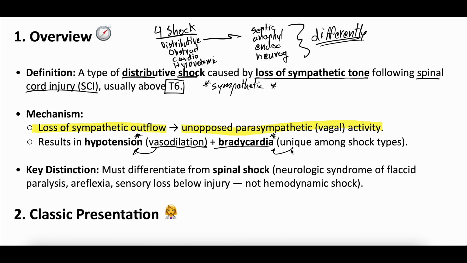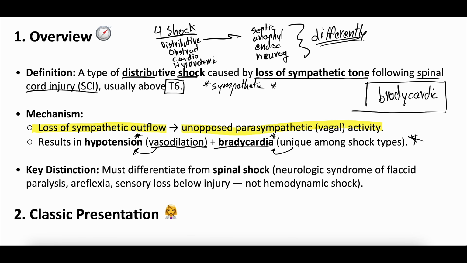All right. And this is somewhat unique among shock states. The vast majority of shock states, assuming you're not on a beta blocker, are tachycardic. But in neurogenic shock, you are inappropriately bradycardic. So hypotensive and bradycardic, which is somewhat classical. Now, it doesn't always work perfectly in the clinical arena. But on test questions, hypotension, bradycardia should be screaming neurogenic shock until proven otherwise.